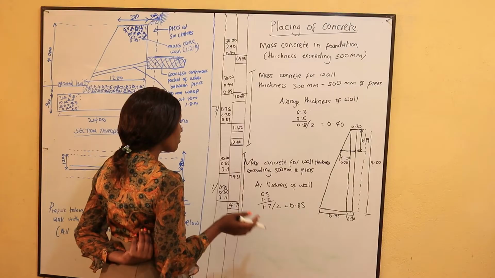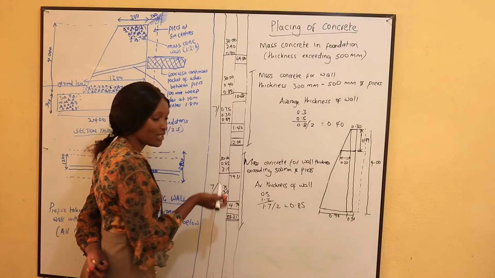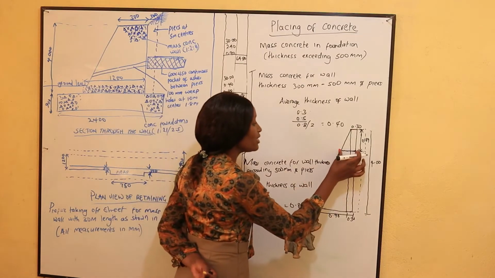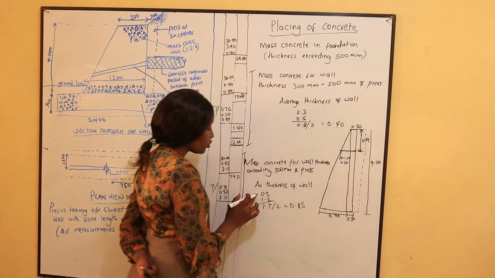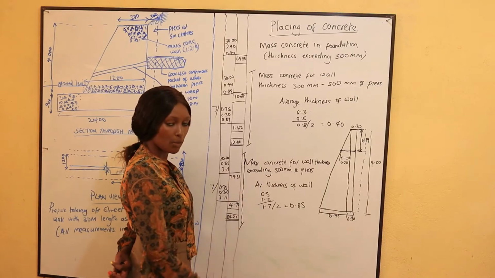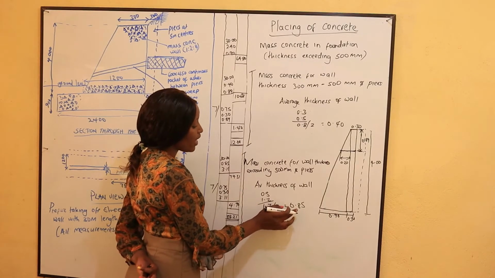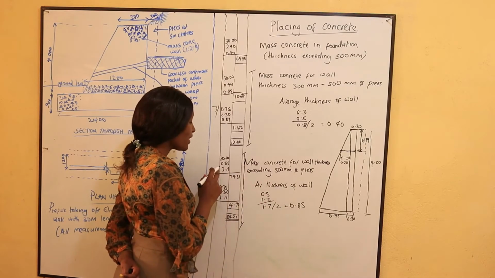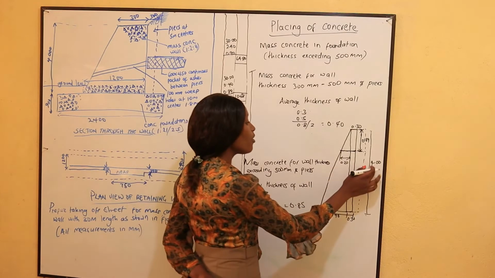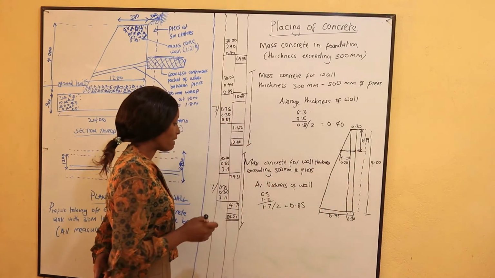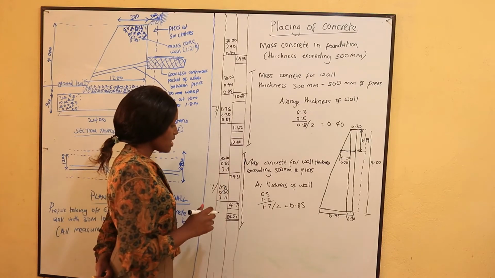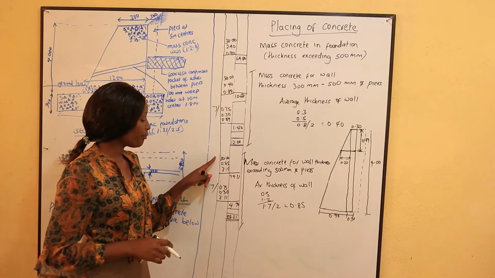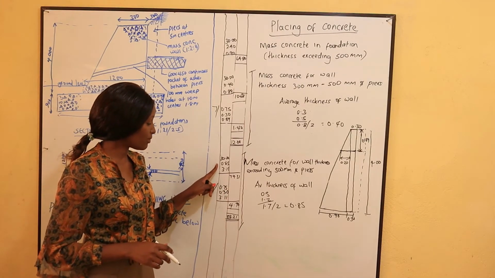What will it be for the wall? For the wall, the length is still 30 meters. The thickness of the wall we shall take, here it's 0.5, here it's 1.2. 0.5 plus 1.2 is 1.7. We divide by 2 to get the average, we get 0.85. So 0.85 is the thickness of the wall. Then the height shall be 4 meters minus 0.89. We shall get 3.11.